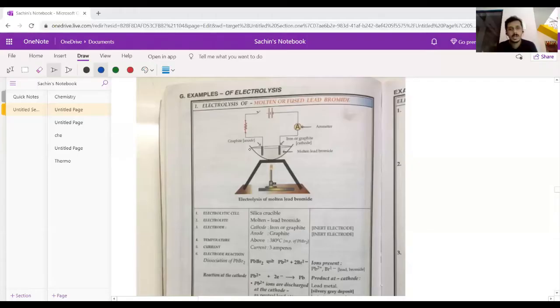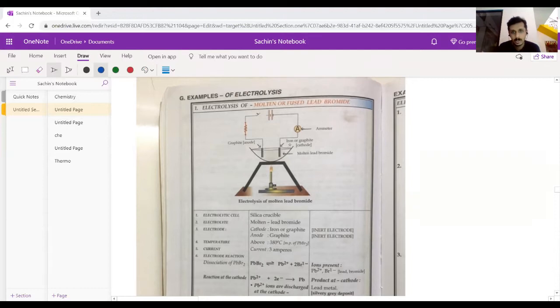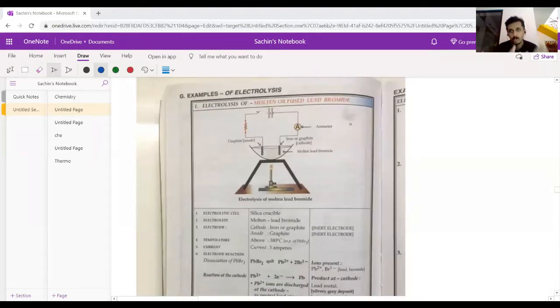Hello, welcome all. Today we will be seeing some of the examples for electrolysis. In the previous classes we have seen electrolysis can happen either in the molten state or in the solution state. So we'll take up some examples both in the molten as well as in the solution state and see how the electrolysis process is further taken up, or how electrolysis exactly happens.